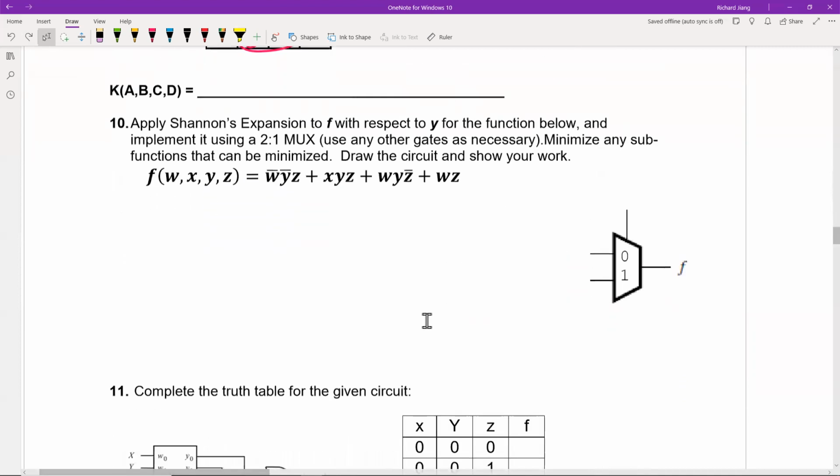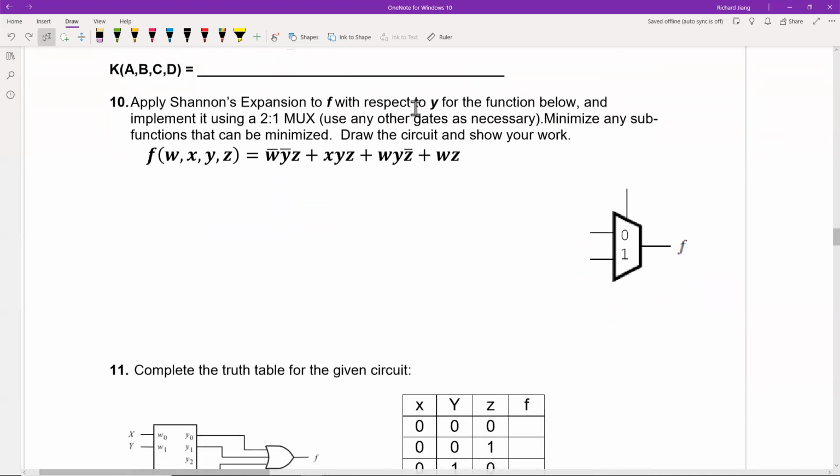Yep. All right, so here's Shannon's. It says apply Shannon's expansion to f with respect to y for the function below. So it's very similar to that first mux problem that we looked at. That's why you asked me about it. You're applying Shannon's expansion to expression f with respect to the variable y. So y will be used as the select line to this mux. Shannon's expansion theorem just tells you that you can simplify any expression into some kind of multiplexer, right?